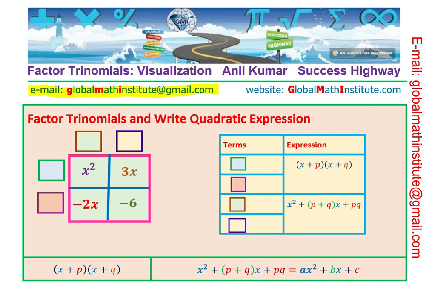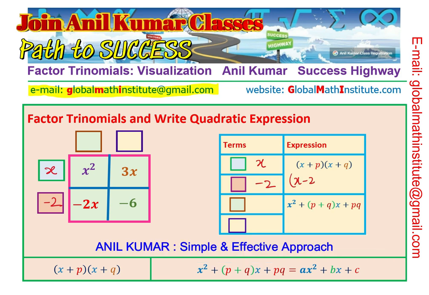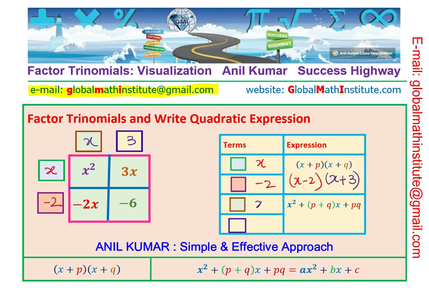So let's get back to our question, and this time we are on question number 4. I hope you've got the answer. Rows first. So x and we have minus 2. Simple. X and minus 2 gives us the first factor, x minus 2. Now columns. We have x and 3, right? So we get x plus 3 as the next factor, and let me complete the table also as we move along.